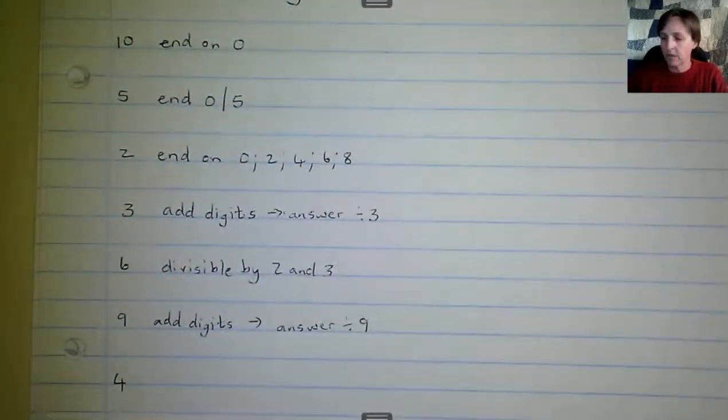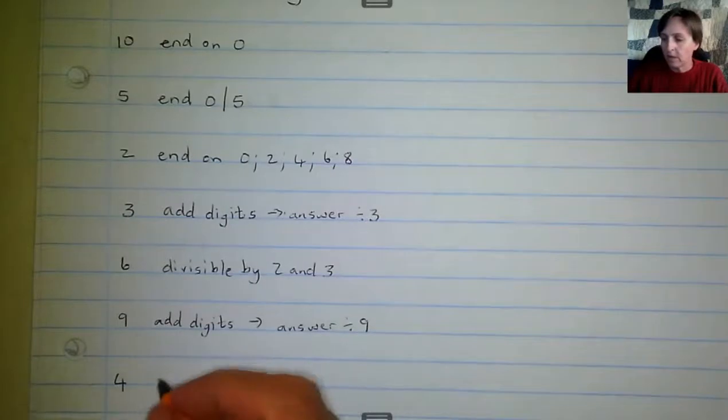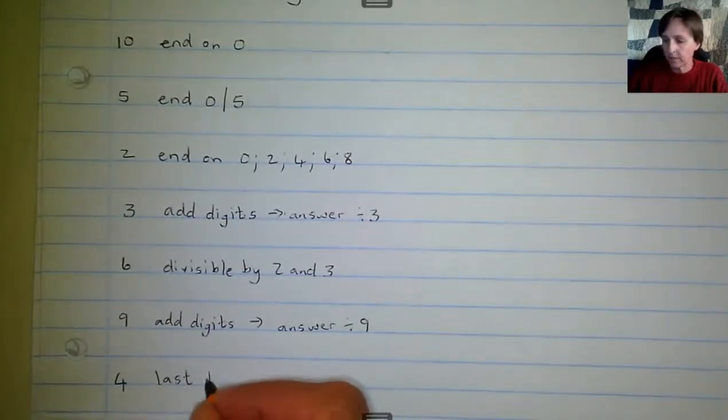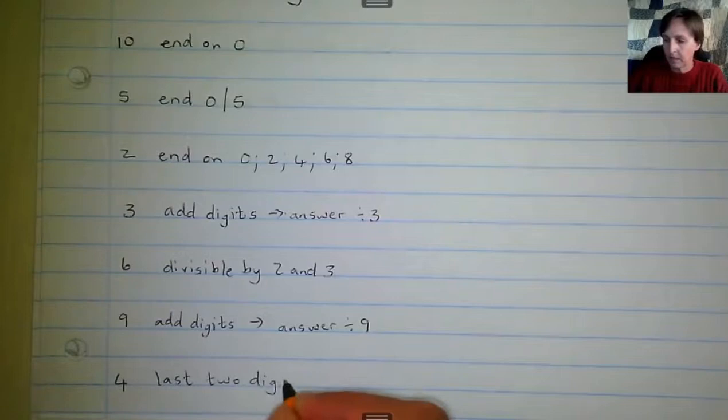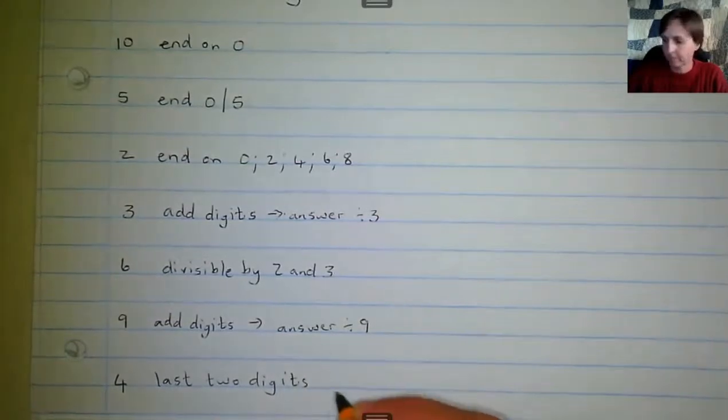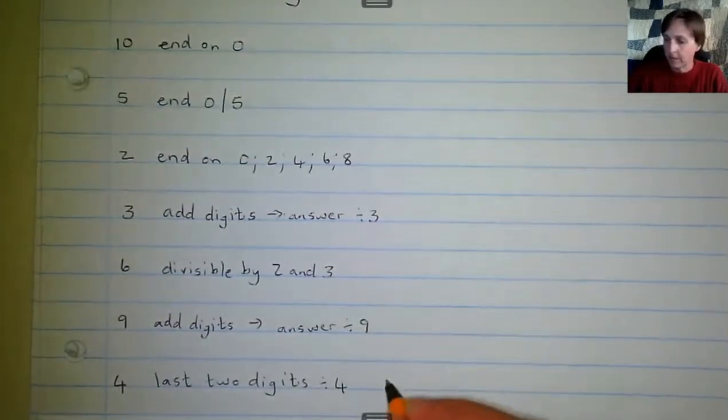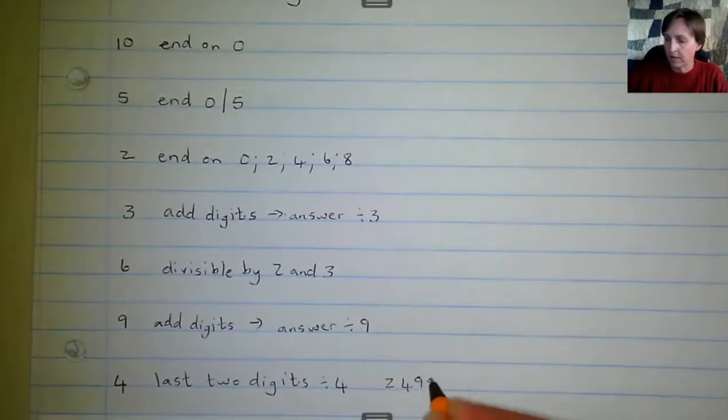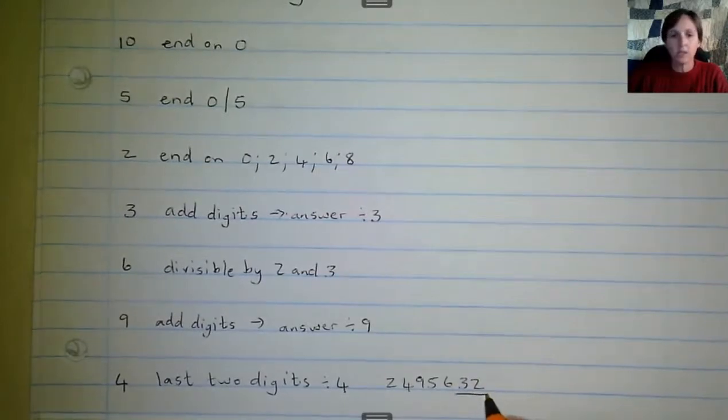Right. For a number to be divisible by 4, the last two digits must be divisible by 4. In other words, if I have a number like 2, 4, 9, 5, 6, 3, 2, I look at the last two digits, which make the number 32, and I can say 32 divided by 4 and not get a remainder. That means that this whole number, if you type it into your calculator and divide by 4, you will not get a remainder. So that whole big number is divisible by 4.